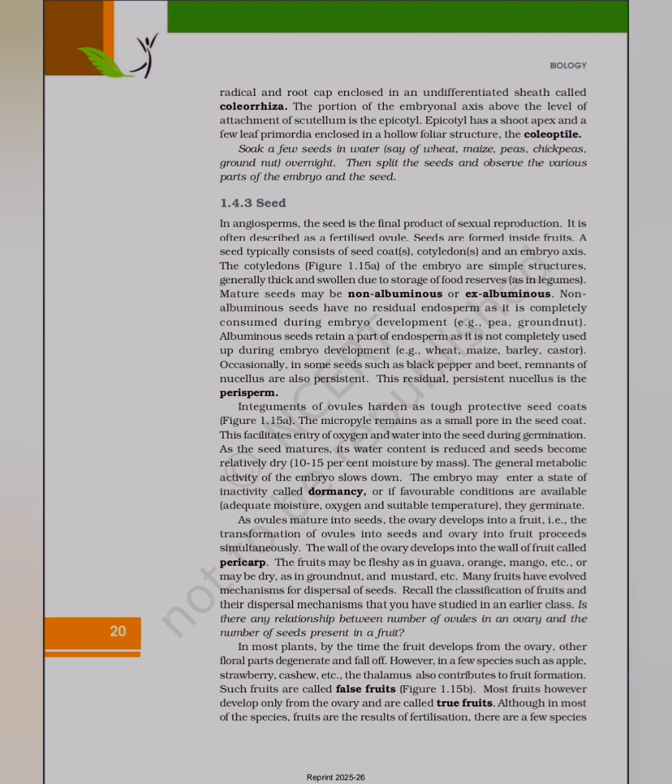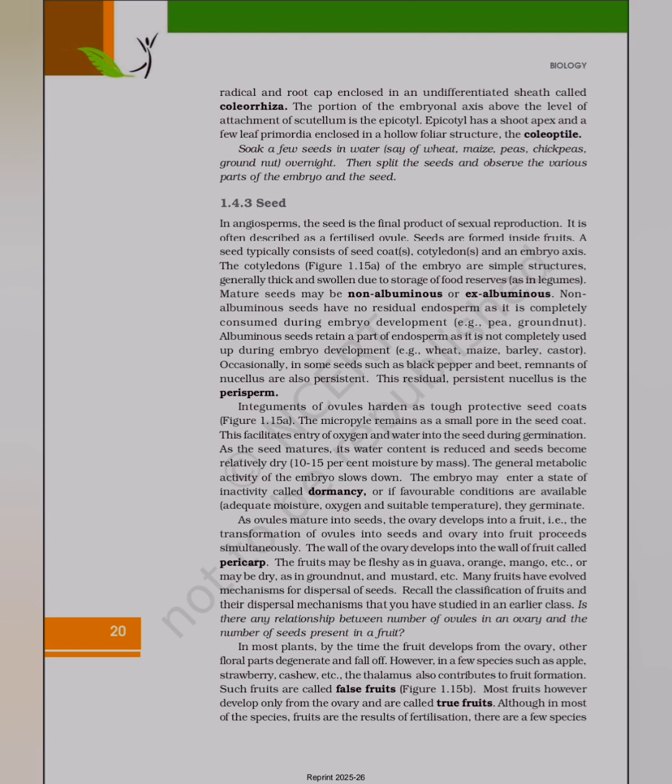The wall of the ovary develops into the wall of the fruit called pericarp. The fruit may be fleshy, as in guava, orange, mango, etc., or may be dry, as in groundnut and mustard, etc. Many fruits have evolved mechanisms for dispersal of seeds. Recall the classification of fruits and their dispersal mechanisms that you have studied in an earlier class. Is there any relationship between the number of ovules in an ovary and the number of seeds present in the fruit?